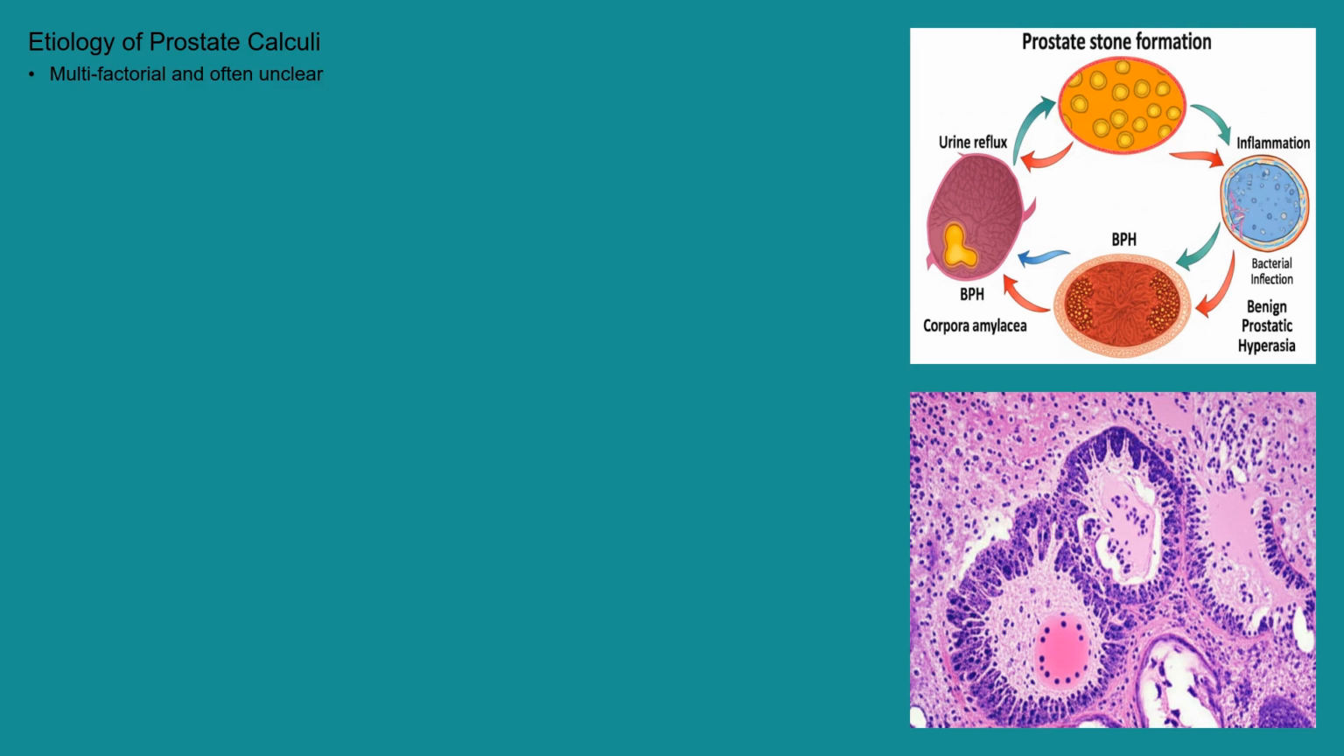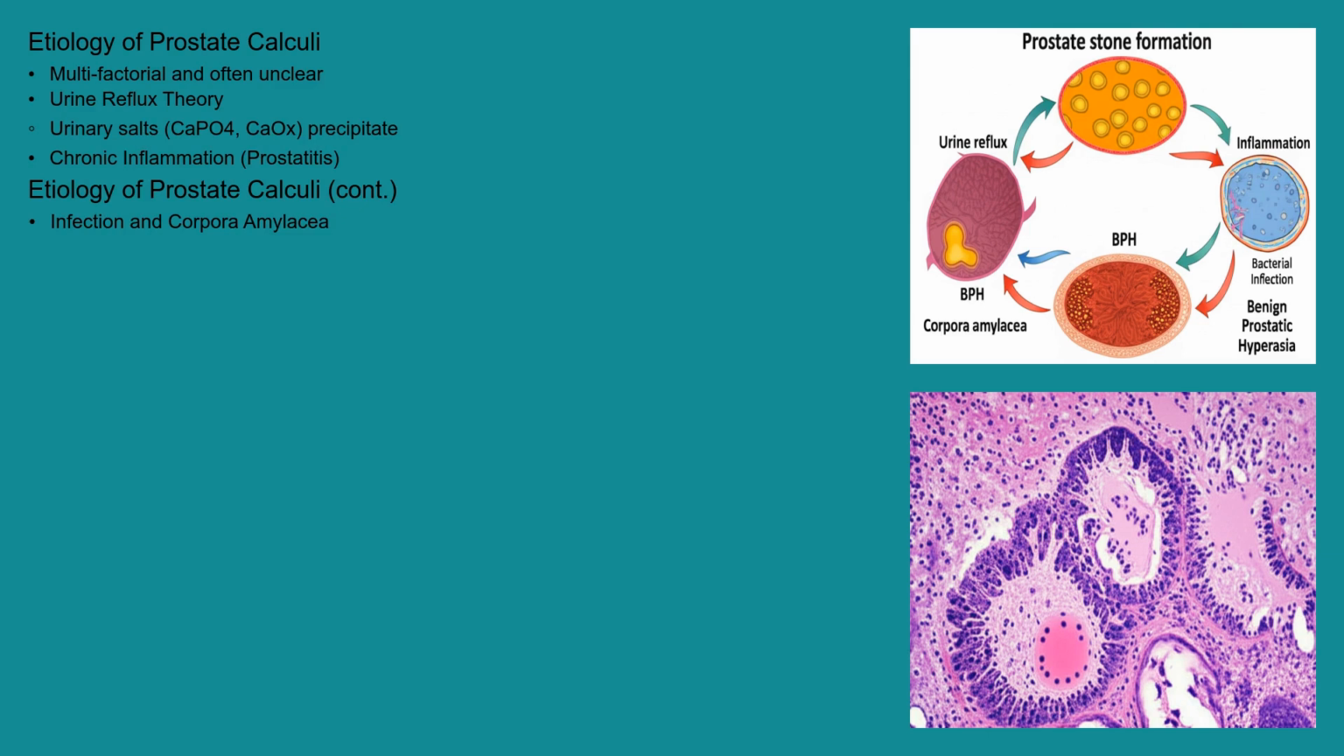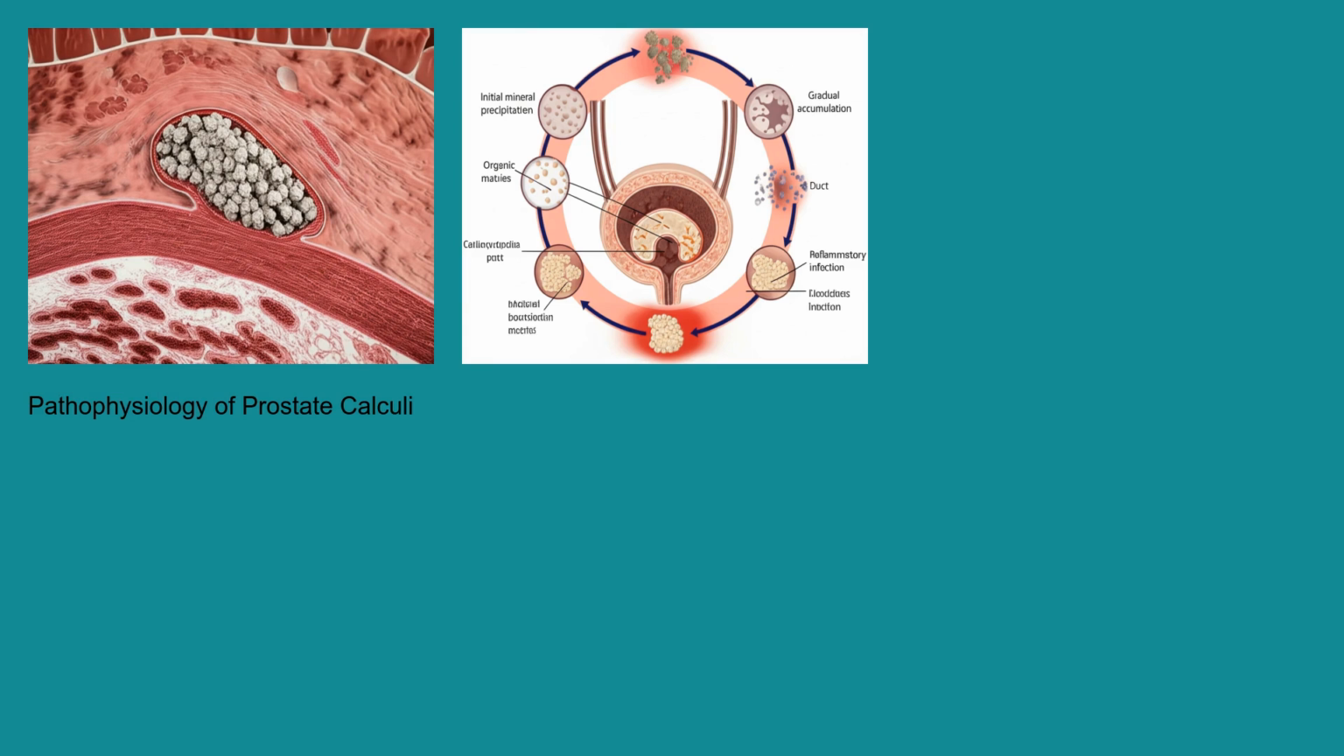One prominent theory involves the reflux of urine into the prostatic ducts. This allows urinary salts such as calcium phosphate and calcium oxalate to precipitate and accumulate. Chronic inflammation within the prostate, often associated with prostatitis, also plays a significant role. Infection in the presence of corpora amylacea, small proteinaceous bodies found in the prostate, can act as nidus or starting points for stone formation. Benign prostatic hyperplasia, or BPH, can contribute by causing urinary stasis and altered drainage within the gland.